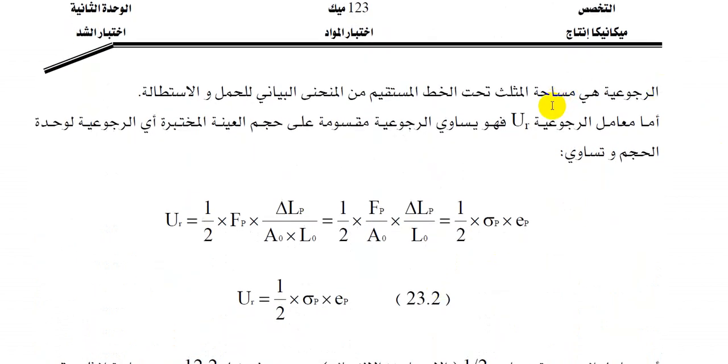The resilience is the area of the triangle below the straight line curve, graphically represented for the load and extension, or the load and elongation. The coefficient of resilience, or the modulus of resilience, U, equals the resilience to the volume of the testing specimen, which means the resilience for each unit volume, and equals the following.